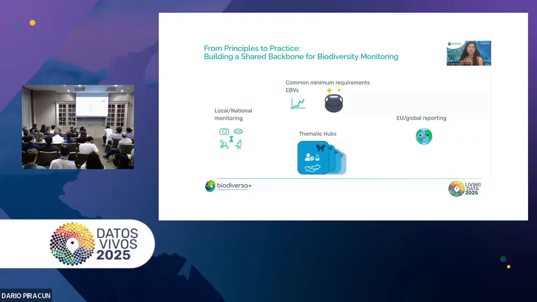And to make that backbone function, to actually move, learn, and adapt, we need the thematic hubs that would translate the principles into practice, support capacity, ensure quality, and help local monitoring feed into the European and global assessments. And together, they transform harmonization from just a theoretical goal into something operational, scalable, and more inclusive, with a big human and social part of it as well.